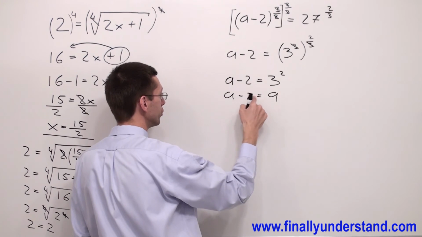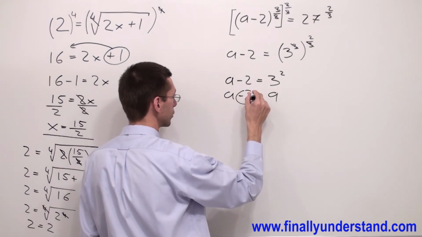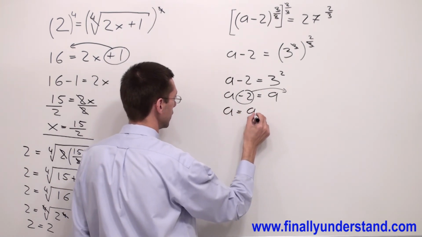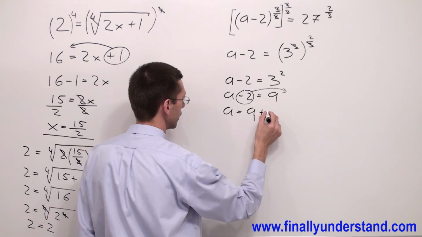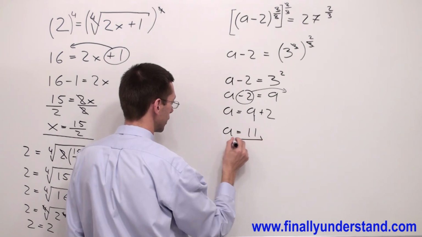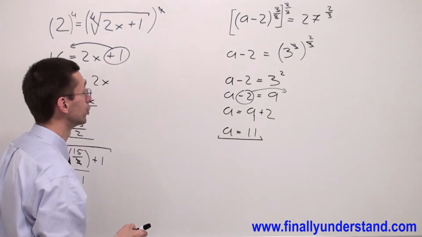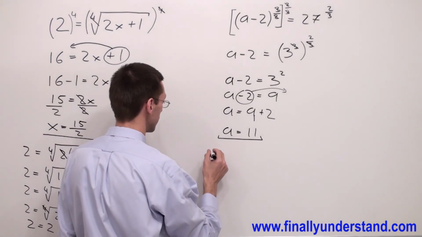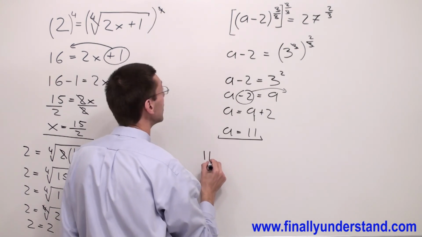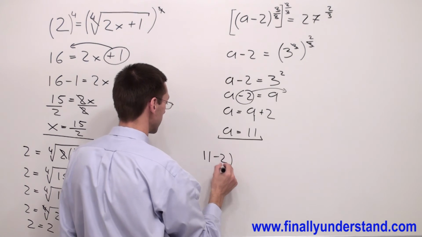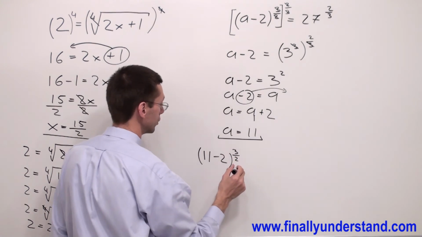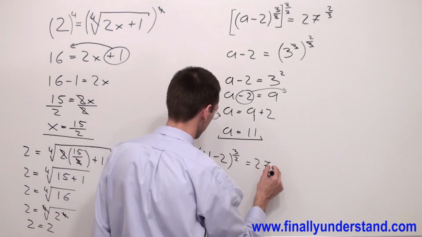I have to move 2 to my right side. Why? Because there is no a next to 2. And I have a equals 9 plus 2. A equals 11. Let's take a look if this is true. I have a minus 2, so my a is 11, minus 2, and everything is raised to the power 3 over 2. It has to be equal to 27.